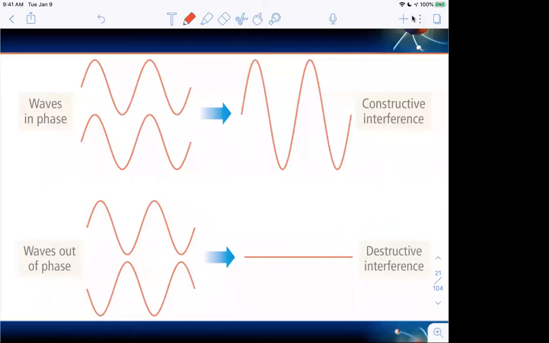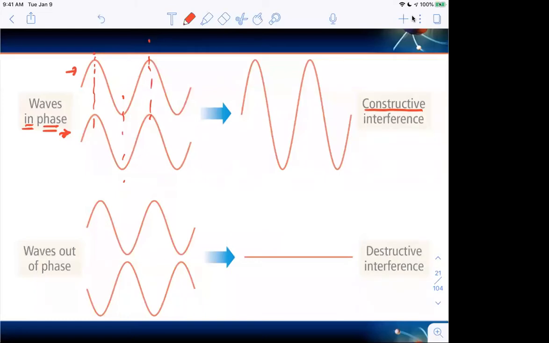Here are my two waves. I have one up here and one down here. Notice that their peaks and their troughs are lining up, right? So those are called in phase. If I add them together, I get constructive interference. I'm getting the same wavelength, but a much higher amplitude, because these two waves are additive.